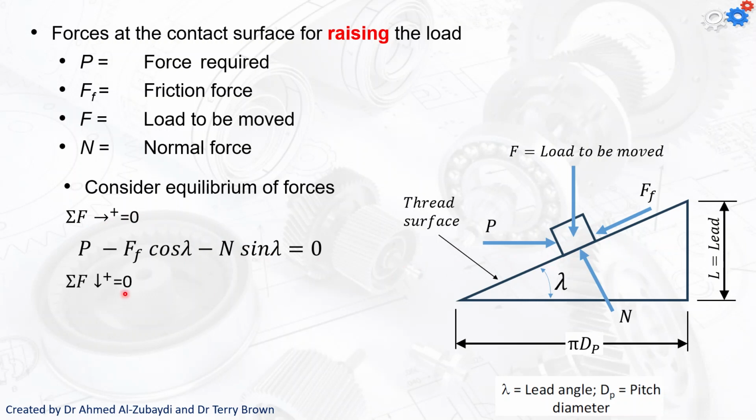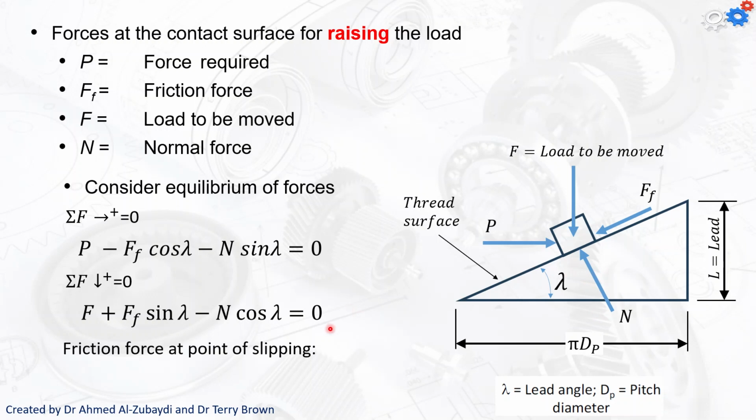Now if we consider the forces in the vertical direction, we've got the load acting downwards plus the friction force acting against the direction of motion. We're trying to push it up, so the friction force acts against that. So that's acting downwards, and its component is positive because I've taken downwards as positive, and then the vertical component of the normal reaction force.